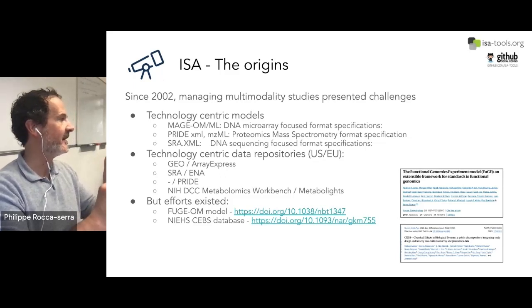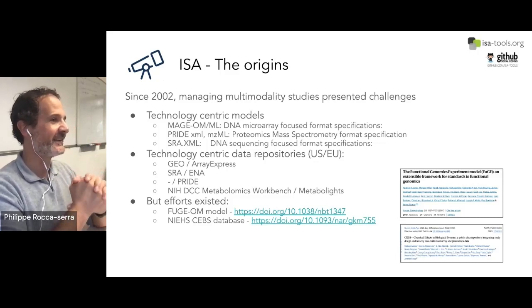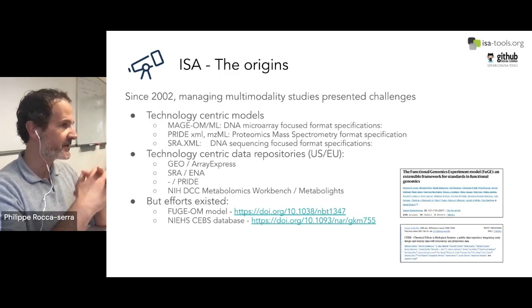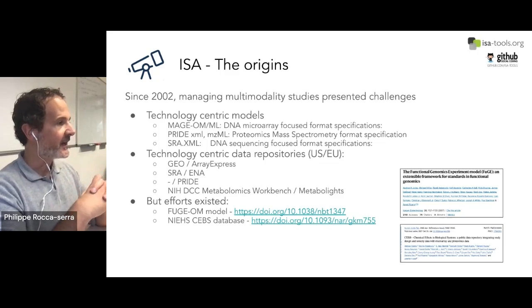So we had, and ISA stands on the shoulders of giants, really, the MAGE object model, the microarray gene expression model, and that was really solely DNA microarrays to report the starting of the transcriptomic profiling adventures. We also had the PRIDE XML and the mzML for proteomics and mass spectrometry, and that was nascent. There was the SRA XML, so the Short Read Archive for the INSDC databases.